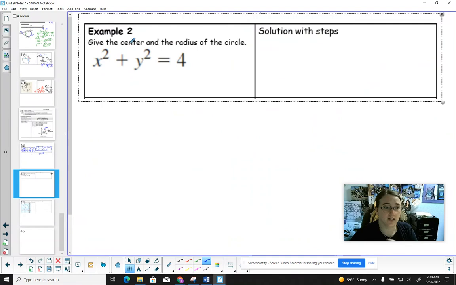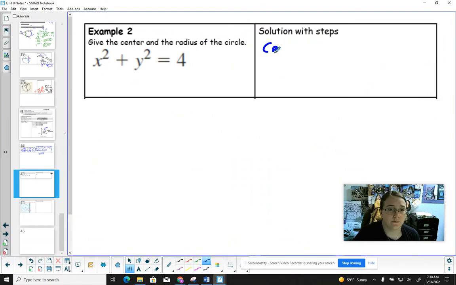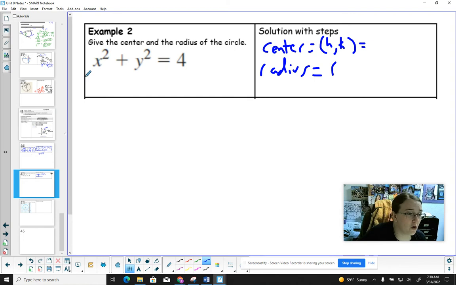Let's go ahead and try it again on the next one. It says give the center and the radius of the circle. So again, my center is found at h comma k. We see that on the formula sheet. Our radius is just r. So let's look at this. I'm going to copy the formula again directly below this. Let's go ahead and do that.